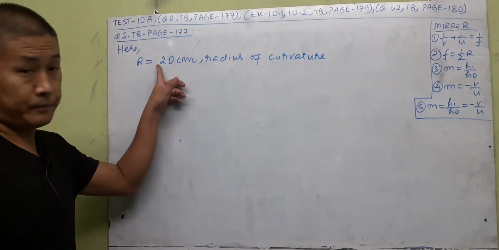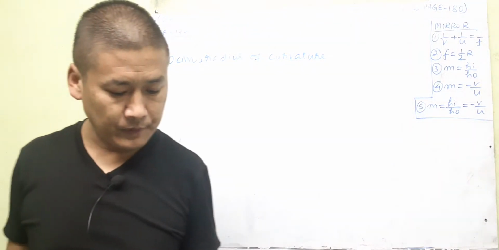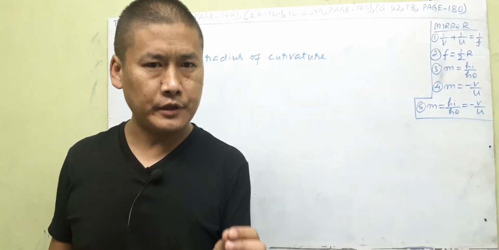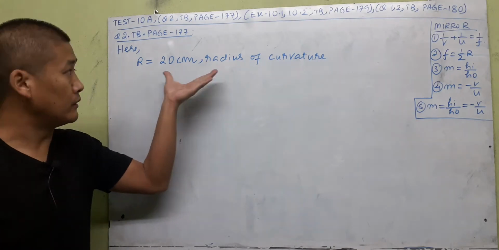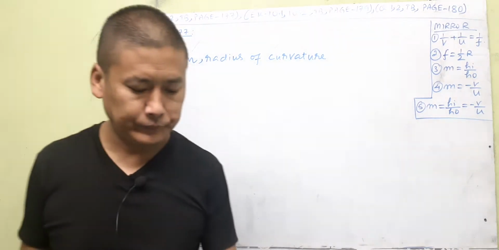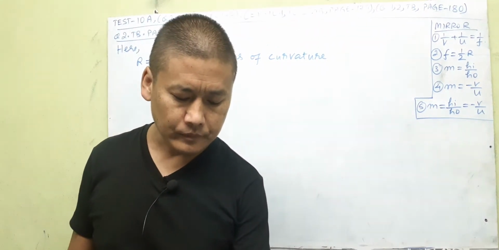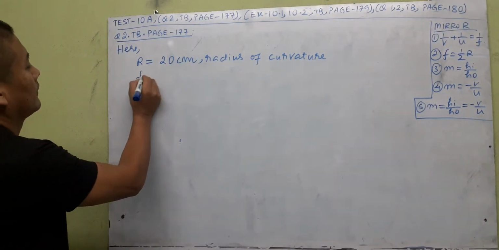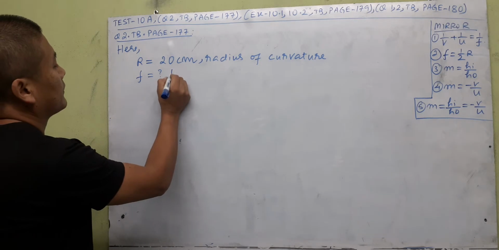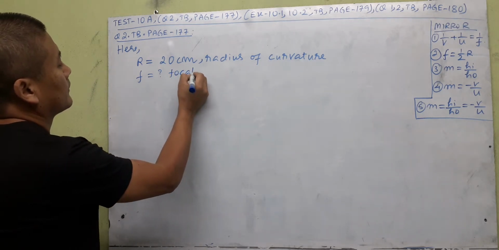Now we don't know whether it's plus or minus because they just said spherical mirror and they didn't tell us whether it's concave or convex. That's why we should not put a sign here, right? Then the question is saying, what is its focal length? That means small f is the focal length. So write it down.